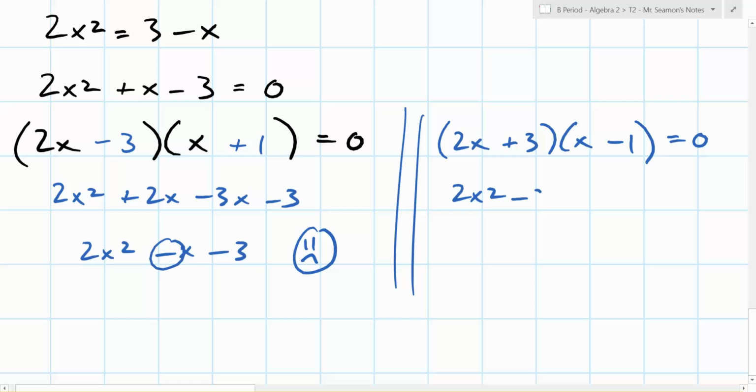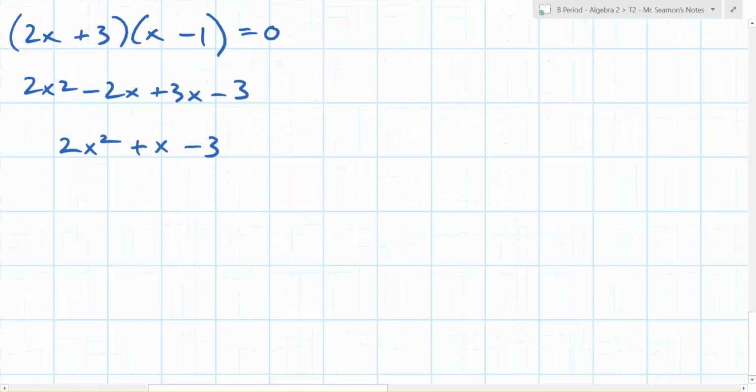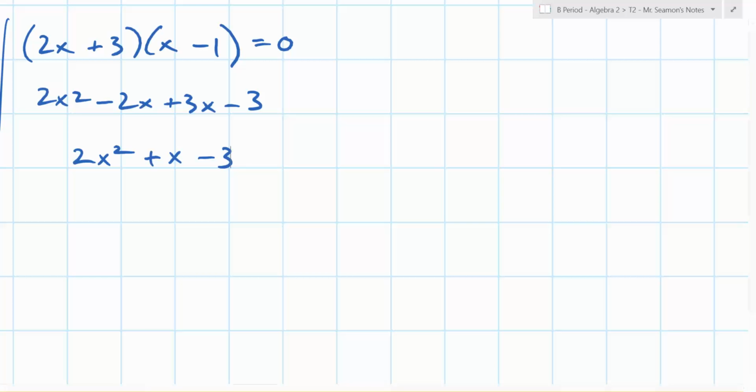2x squared minus 2x plus 3x minus 3. Do we end up with the right thing? We do end up with the right thing. So what's the or statement? Someone who hasn't spoken yet. Sarah, what's the or statement going to be now?